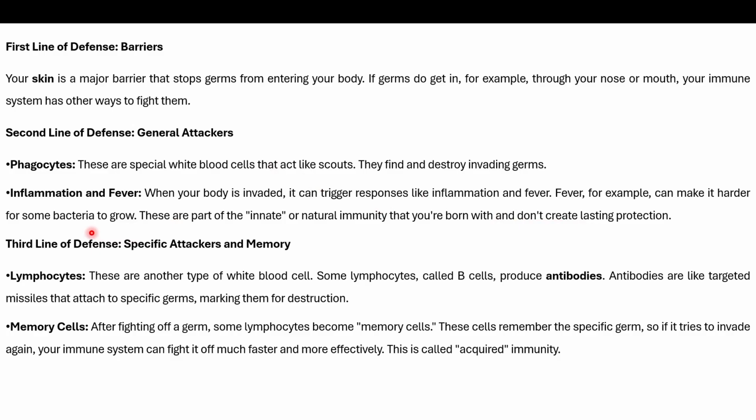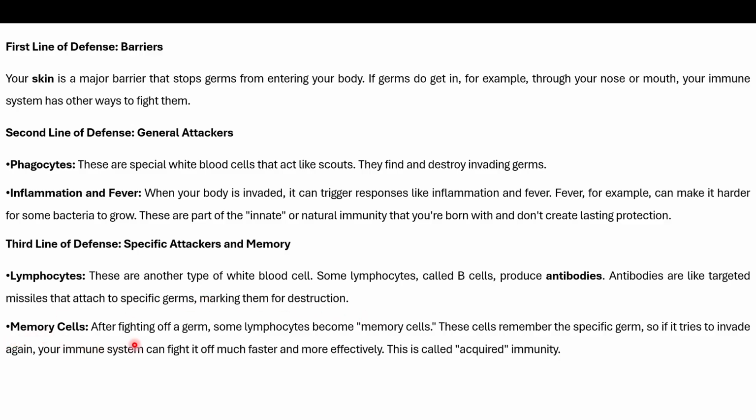The lasting protection is given by the third line of defense, which are specific attackers, and eventually these produce memory immune cells as well. One is lymphocytes, which are another type of white blood cell. Some lymphocytes are called B cells. These produce antibodies, and antibodies are like targeted missiles that attach to specific pathogens or germs, thereby marking them for destruction.